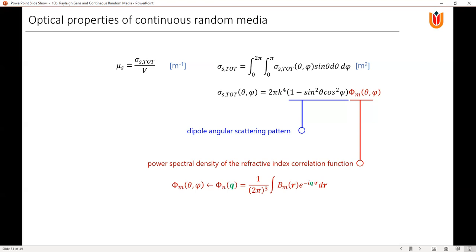And then the function v is defined again through a Fourier transform relation with q, with r the spatial coordinate, of this refractive index correlation that we saw. So this is the new approach, the new theory.